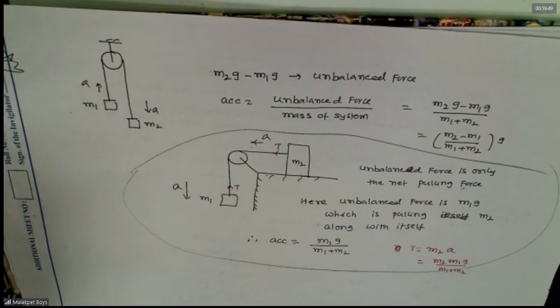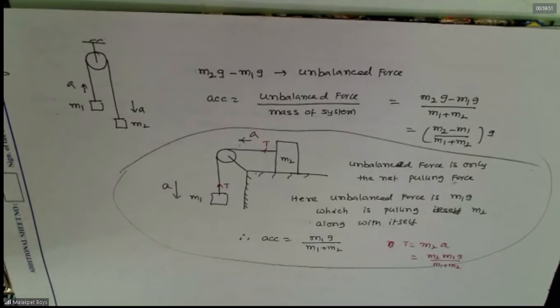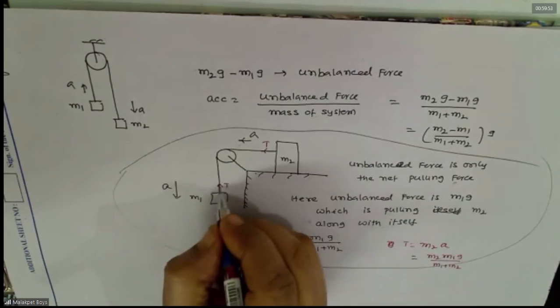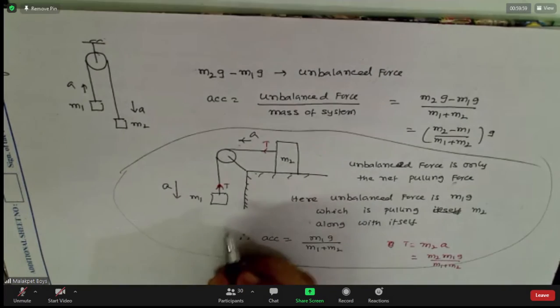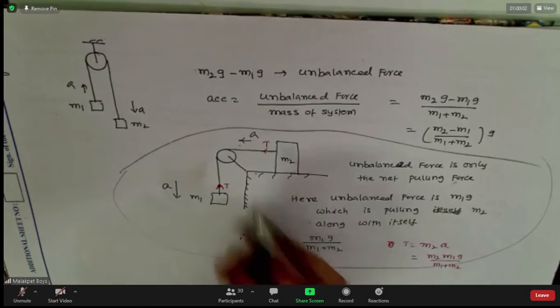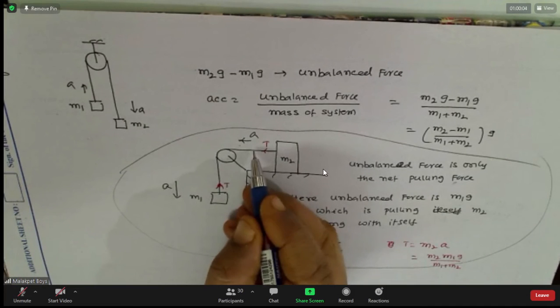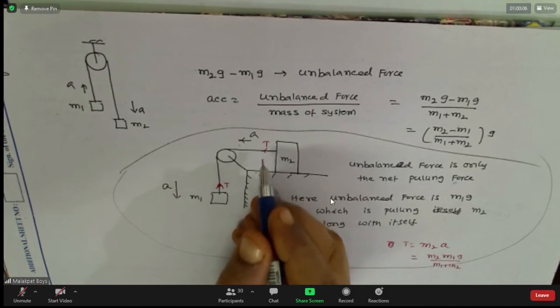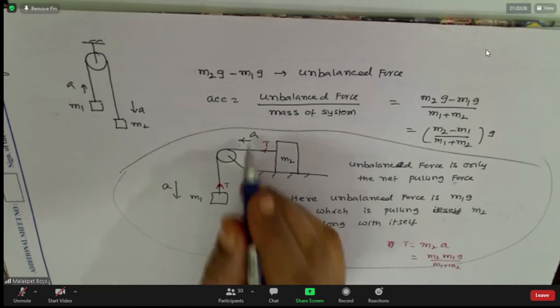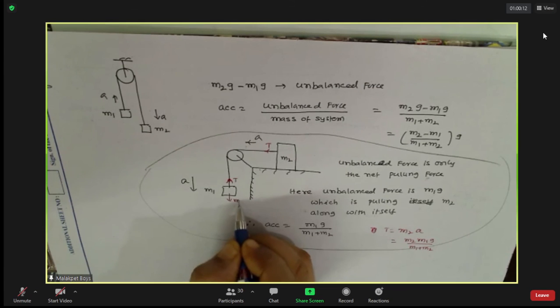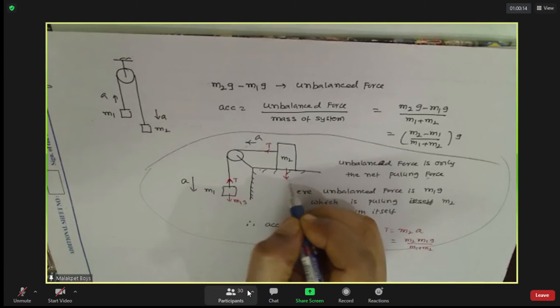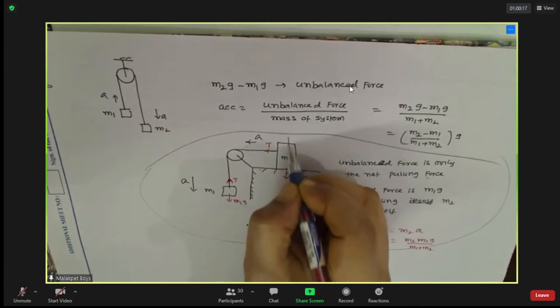Sir, tension will not act along M1, sir. Like here I am showing, no? Sir, then we should take it as minus here. For this mass, tension is equal to M2 a. For this mass, the only force pulling in the direction of acceleration is tension T. For this, you have two things, tension and M1g. Here, this M2g is a normal here.